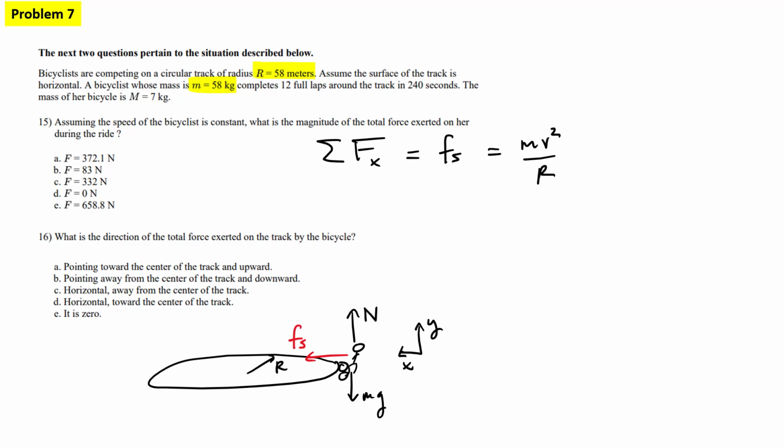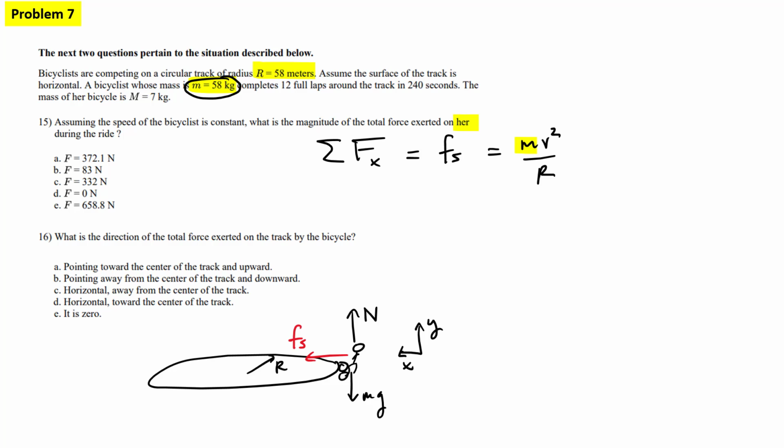Now we have to be a little bit careful. We want to know the total force acting on her. So which mass should we use right here? The mass that you have to use has to be the mass of only the student. We're not looking for the force acting on the bicycle or the bicycle and her. We're looking for the force acting on her.